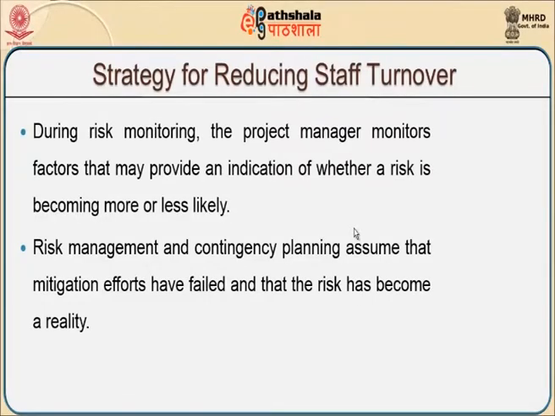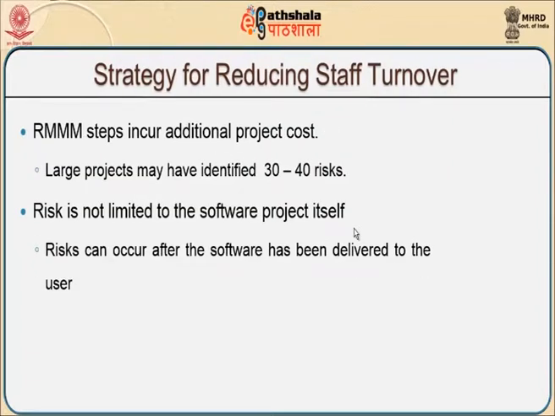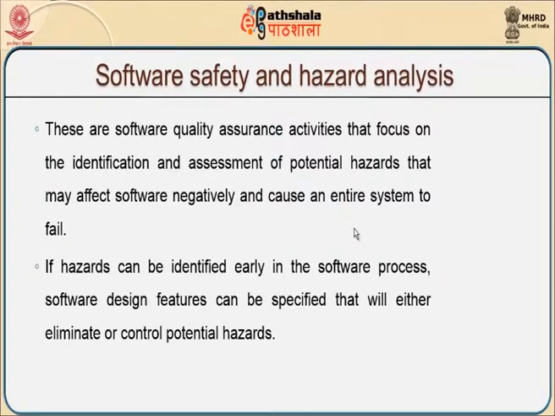During risk monitoring, the project manager monitors various factors that may provide an indication of whether a risk is becoming more or less likely, and we try understanding the contingency plan, assuming that the mitigation efforts have failed and that the risk has become reality. Here comes the strategy of RMMM, which means risk mitigation, monitoring and management steps that incur additional project cost. In larger projects, it has been identified that there might be 30 to 40 risks. These risks are not limited to the software project itself, but can also be delivered to the user. How are we to look at the safety and hazard of these kinds of risk?